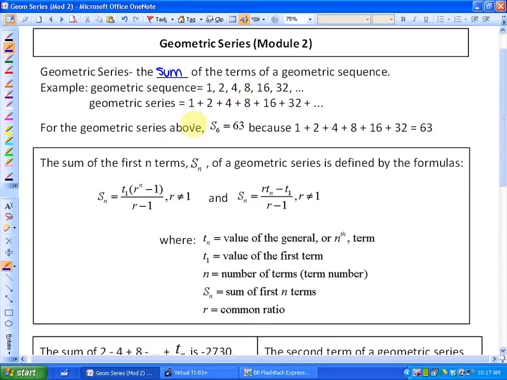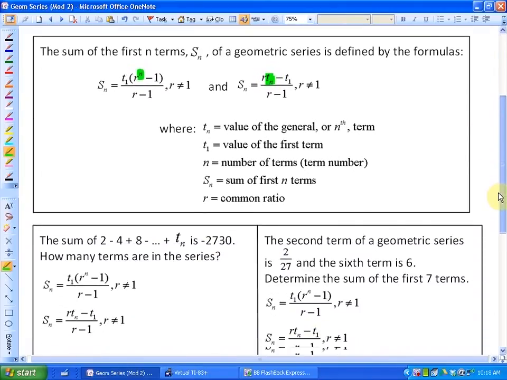So for the geometric series above, the sum of the first 6 terms is 63, because when you add up the first 6 terms, you get 63. There are two formulas having to do with the general sum of a geometric series. One formula is here, the other formula is here. Where they differ is important because it helps you figure out which formula might be more useful. In the first formula, it has the number of terms. In the second formula, it has the value of the last term.